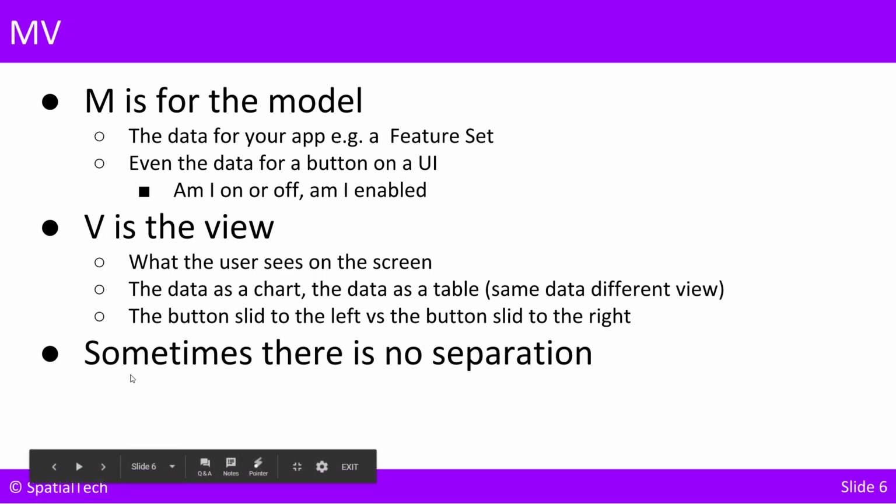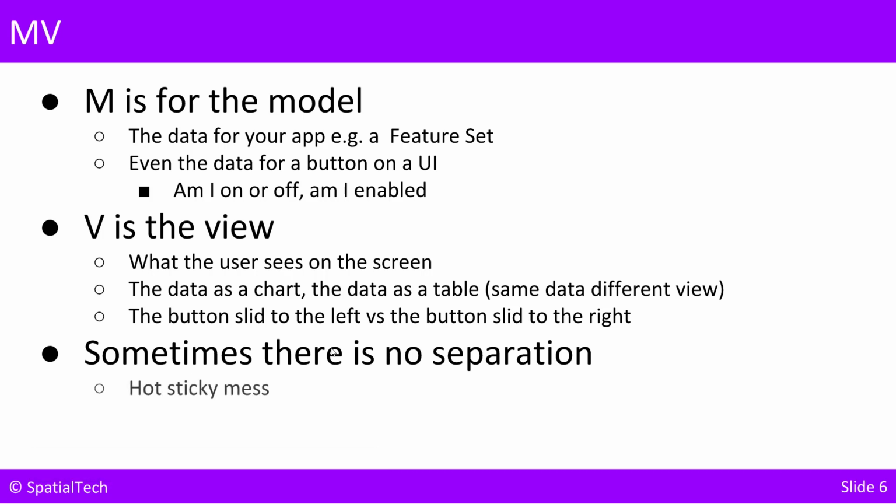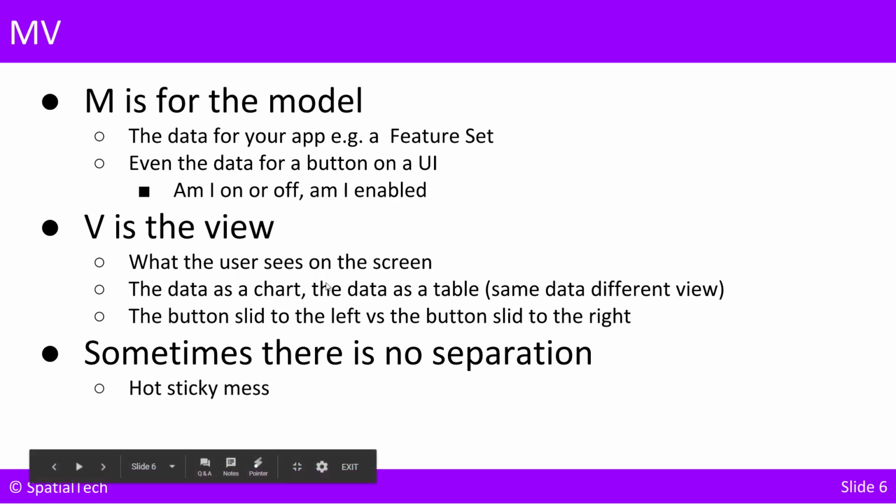Like I said, sometimes there's no separation. Messy, messy, messy. A hot, sticky mess indeed. So it's very hard to take that program and reskin some controls or reskin the app, because it's all one big mess. You would have to rebuild the whole thing again.